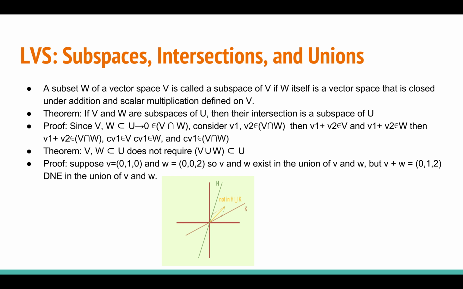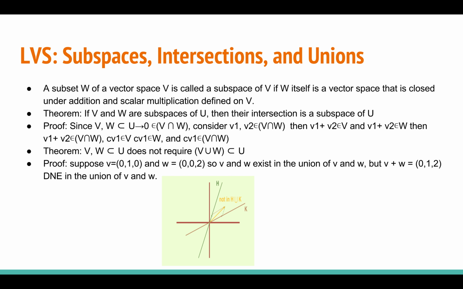So subspaces, intersections, and unions. A subset W of a vector space V is called a subspace of V if W itself is a vector space that is closed under addition and scalar multiplication defined on V.